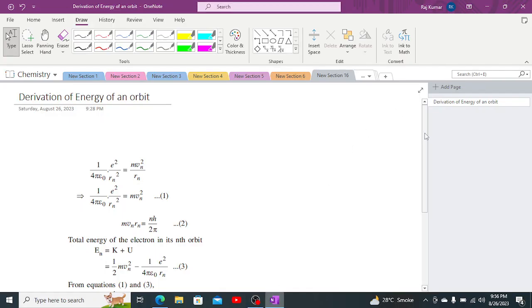Greetings one and all, and today we are going to discuss the derivation of the energy of an orbit. Previously we discussed the derivation of the radius of an orbit, which came out as n square upon Z into a naught. Now we're going to discuss the energy of an orbit.